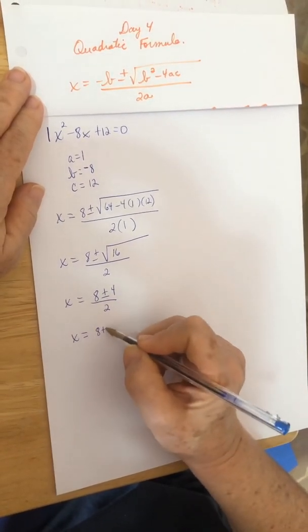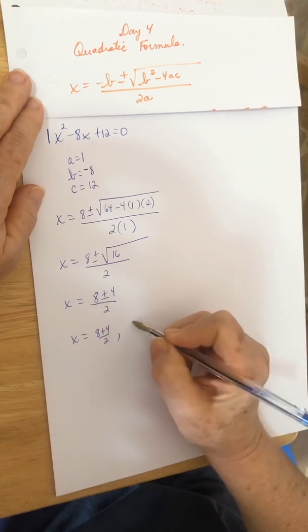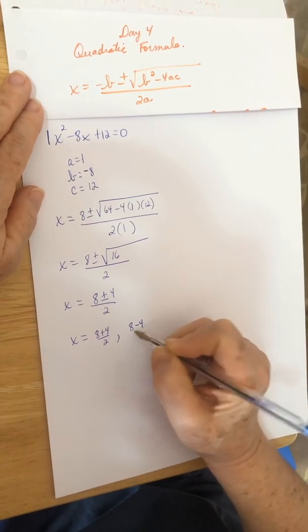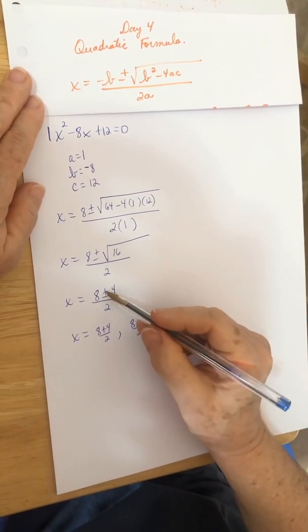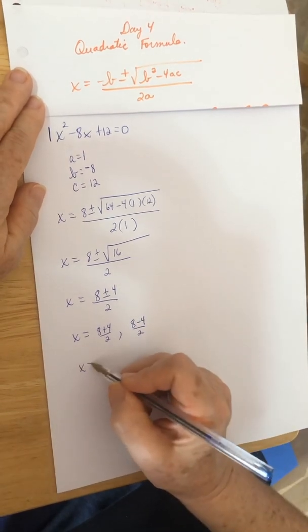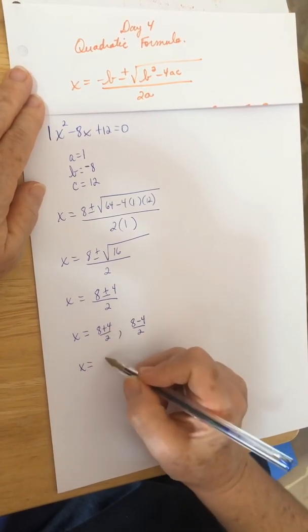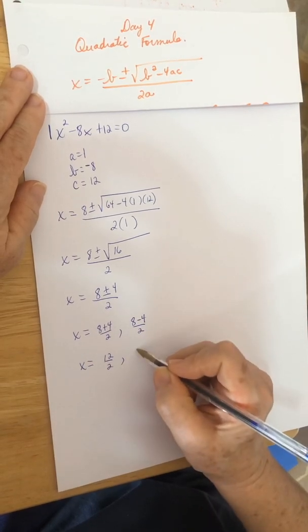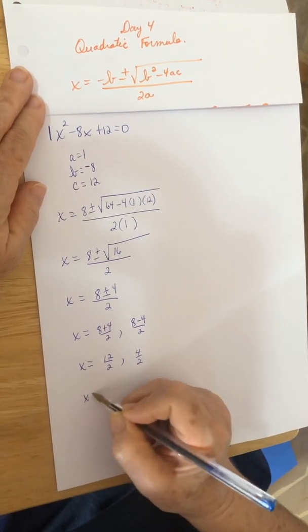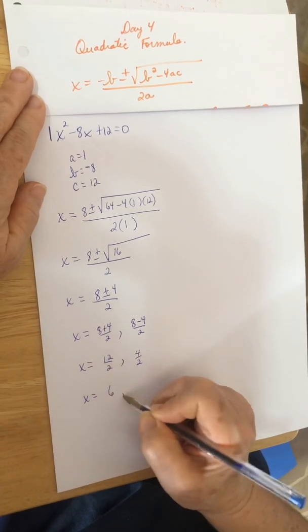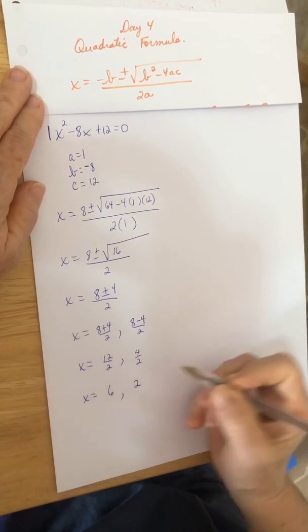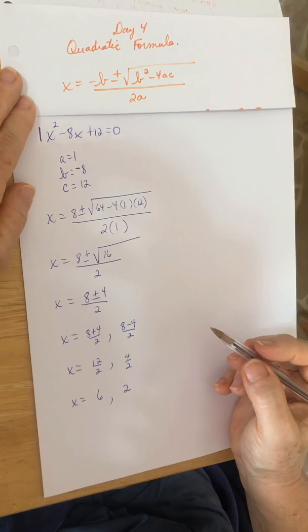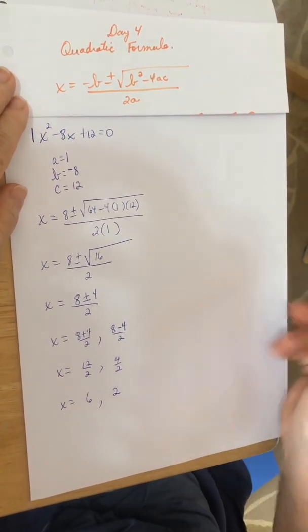One is 8 plus 4 over 2, and the other one is 8 minus 4 over 2. So here we can separate them. So x equals 8 plus 4, 12 over 2, 8 minus 4, 4 over 2. So the answers are 12 divided by 2, 6, and 4 divided by 2, 2. Since it's x squared, remember we have two answers.